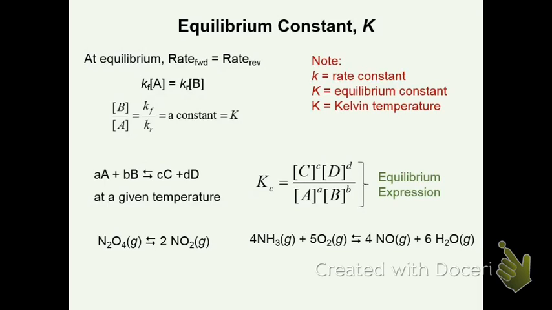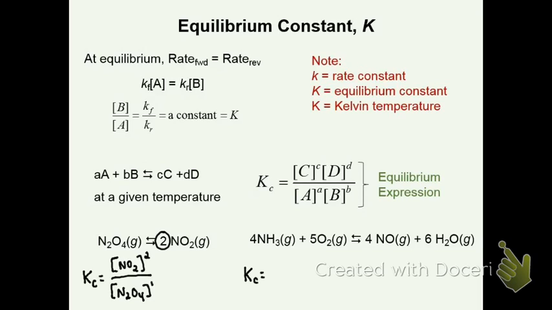for the equilibrium between dinitrogen tetroxide and nitrogen dioxide, we can write the equilibrium constant Kc as being equal to the concentration of nitrogen dioxide squared, because the stoichiometric coefficient is 2, divided by the concentration of dinitrogen tetroxide. And in that case, it would be raised to a power of 1, and usually the 1 is excluded from the equilibrium expression.